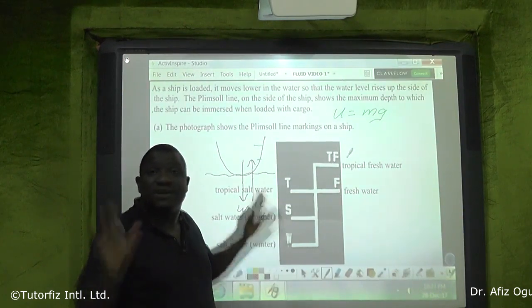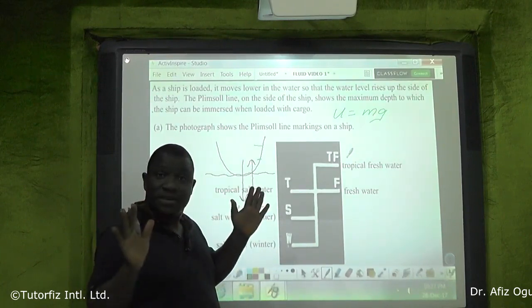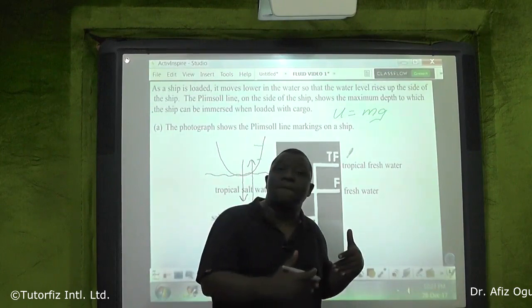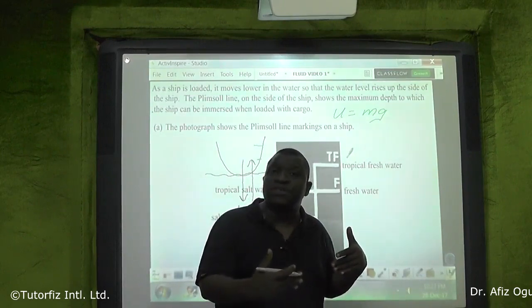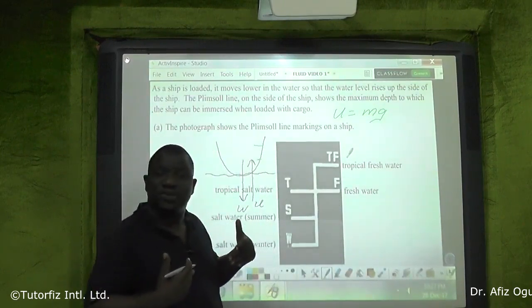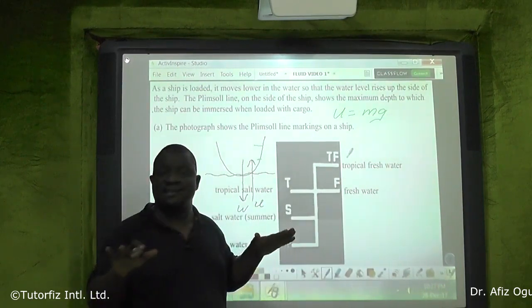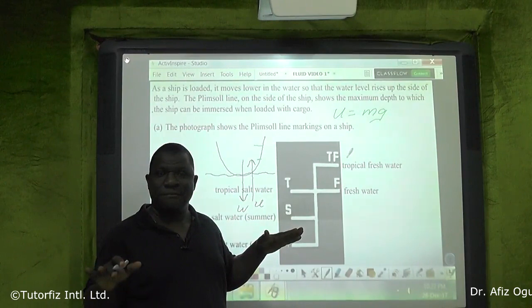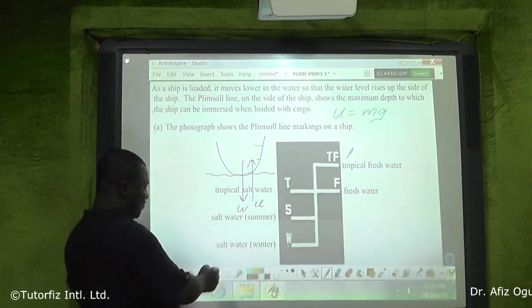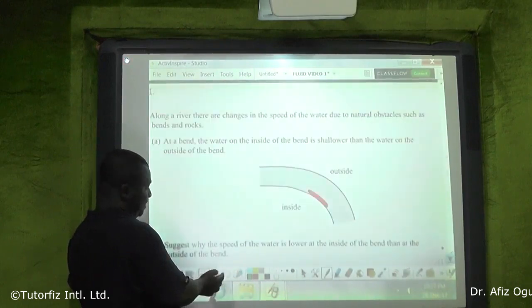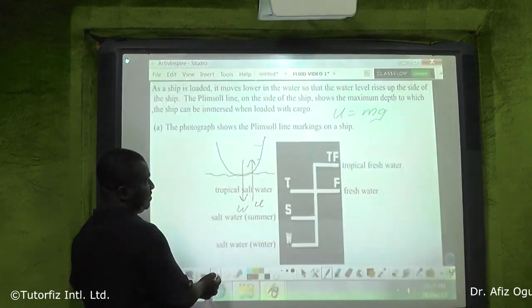Now weight is constant. You have loaded your ship and you are moving. Loaded or unloaded, your ship crossed from tropical salt water to tropical fresh water. What happens to it? Now, weight is constant. But the density has changed. Look at the question. The density has changed.